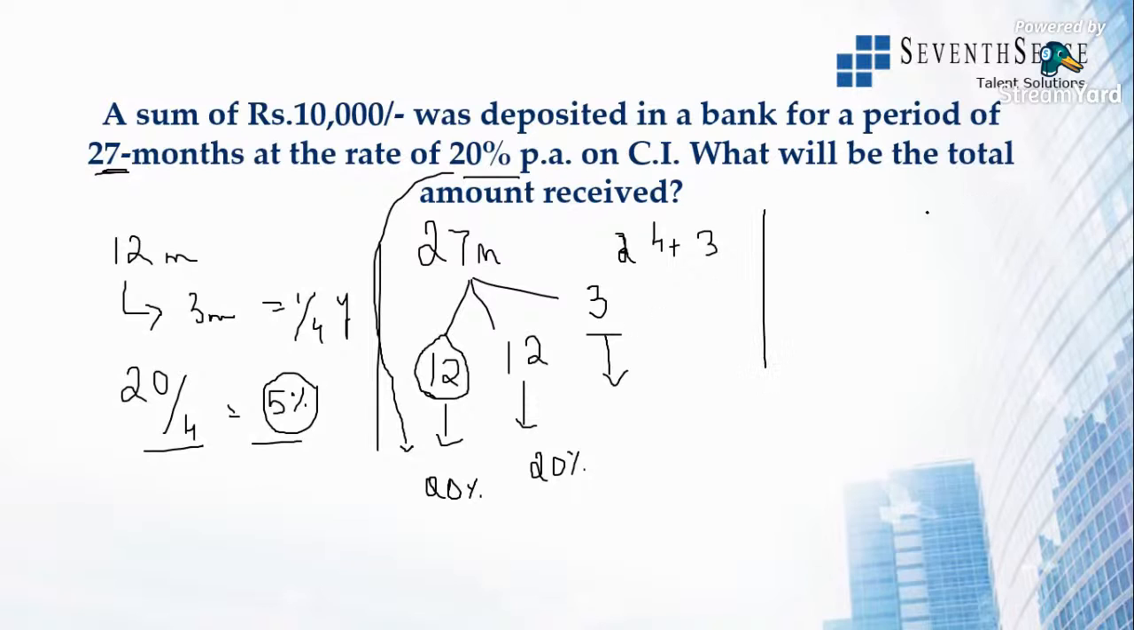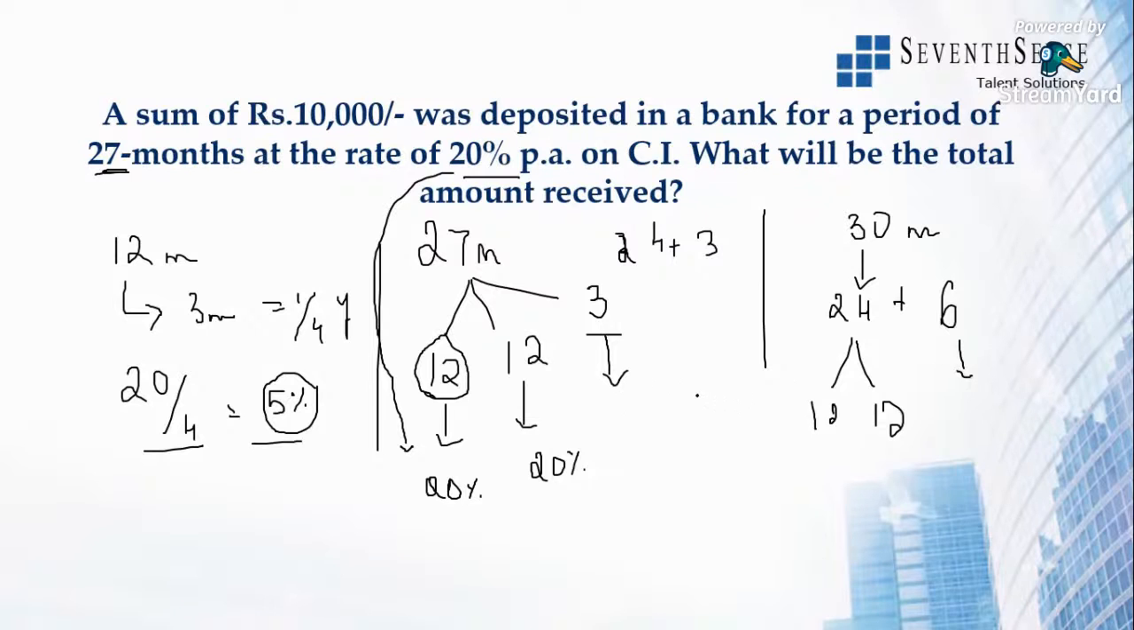Suppose they have given 30 months. Again, convert this as 24 plus 6. Always remember per annum basis and per half yearly or quarterly basis. So now 24 will be 2 per annum and 6 is half year. So what will be the answer?